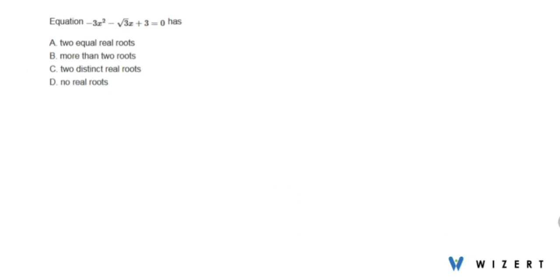Equation minus 3x square minus root 3x plus 3 equal to 0 has what? The given options are 2 equal real roots, more than 2 roots, 2 distinct real roots, or no real roots.